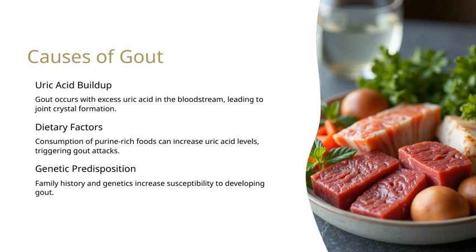Finally, genetics and family history are also important. Some people are naturally more susceptible to developing gout due to their genetic makeup. If gout runs in your family, your risk is higher, so understanding these factors can help in managing or preventing the condition. All these causes are interconnected and highlight why managing diet, understanding your genetic risk, and monitoring uric acid levels are crucial in controlling gout and its symptoms.